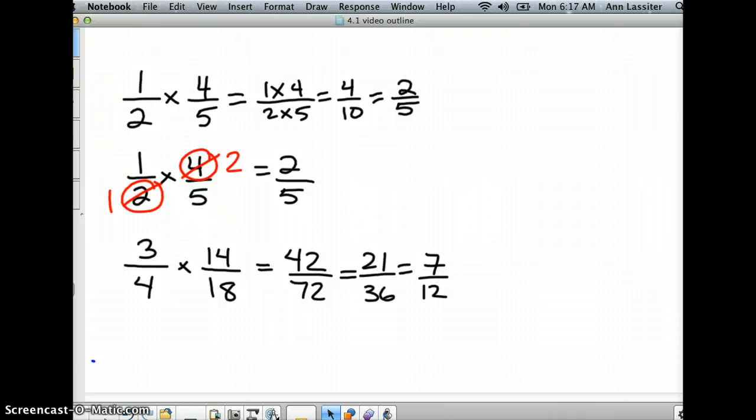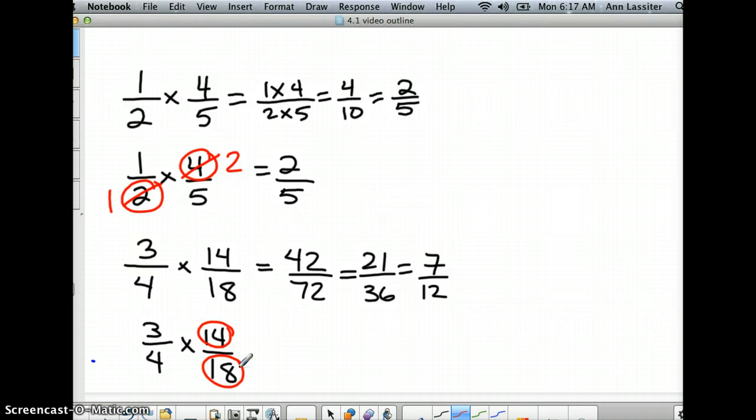But in the beginning, if I rewrite the same problem, 3/4 times 14/18, I can look for common factors. I can say, oh, well, 14 and 18 are both even, so I may as well divide those by 2 and I get 7/9. And then I can say, oh, 3 and 9. They both have a factor of 3. 3 divided by 3 is 1. 9 divided by 3 is 3.